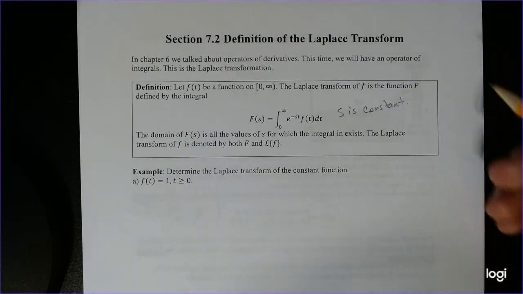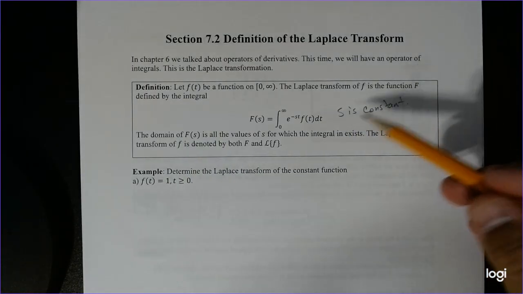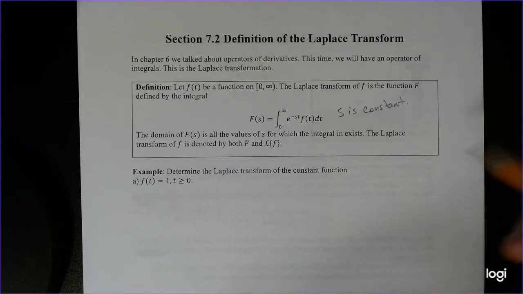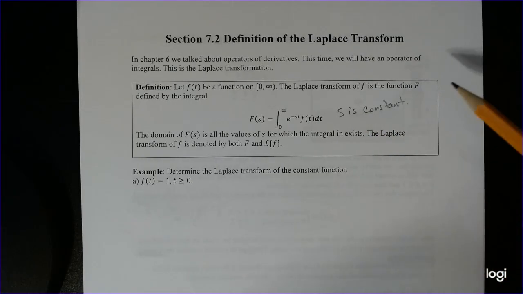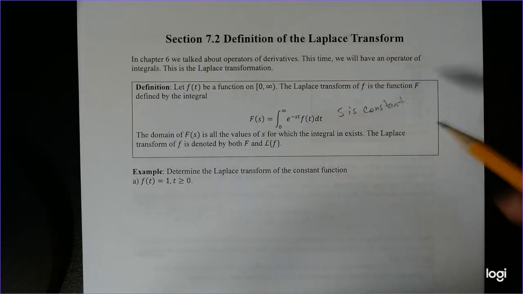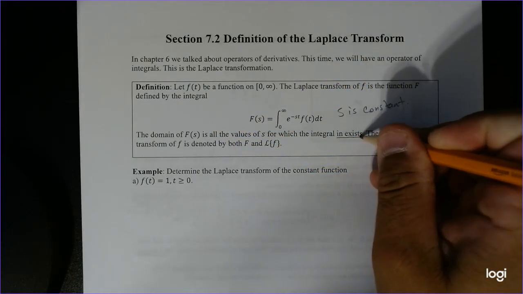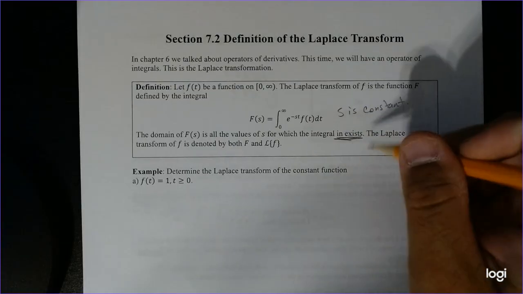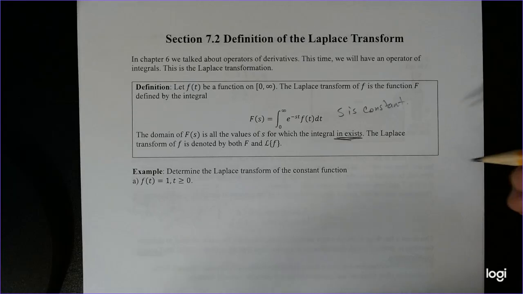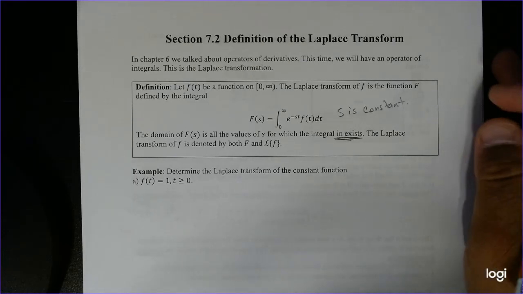So t is the only thing we're actually integrating. Again, s is constant, so we just treat it like a normal number, like 5, 10, -2, things like that. The domain of F(s) is all values of s for which the integral exists. Sometimes we have to define the actual domain itself based on what we find, usually if we're dividing, what it's going to be over, and things like that.